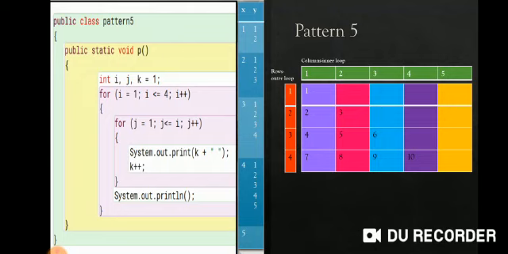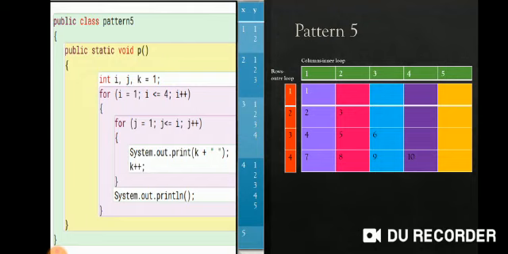j becomes 5. Is 5 less than equal to 4? The condition becomes false and it comes out of this loop. It increments the value of i, which becomes 5. Is 5 less than equal to 4? No. So it comes out of this for loop, which is the outer loop, and the program finishes here. This is how pattern 5 is printed.